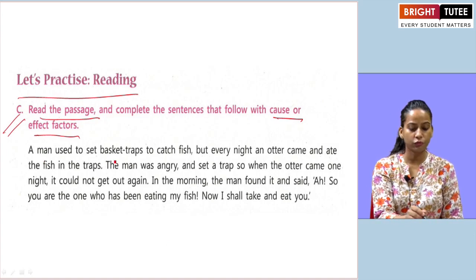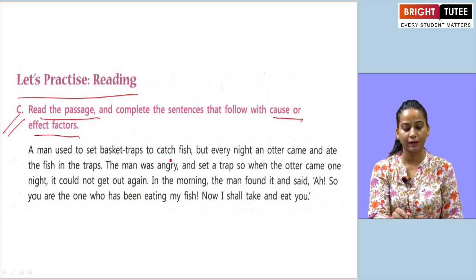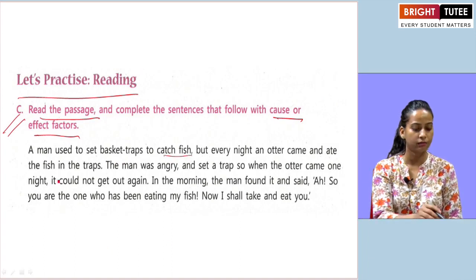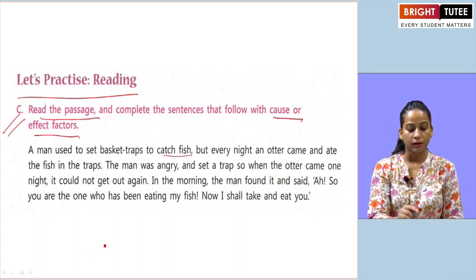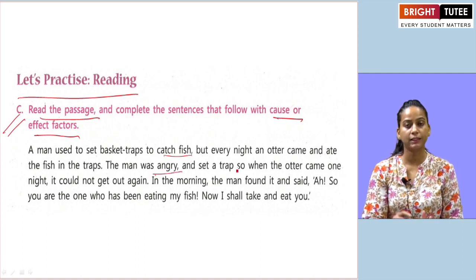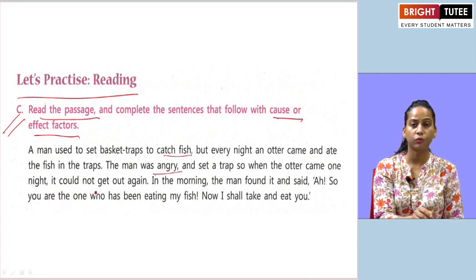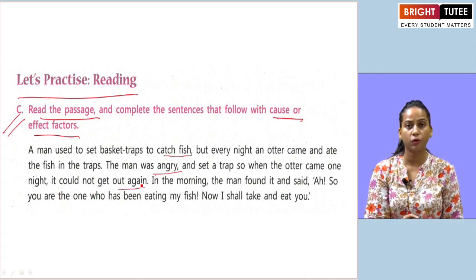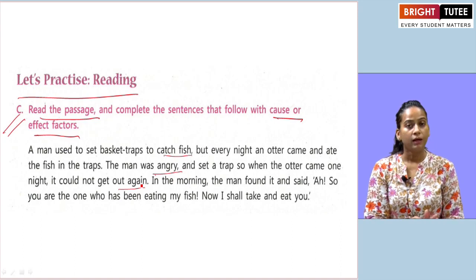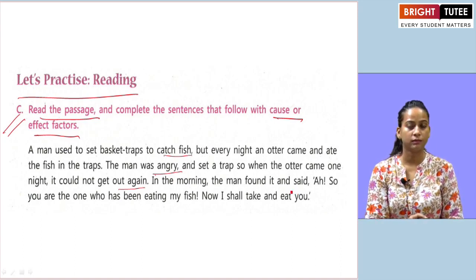A man used to set basket traps to catch fish, but every night an otter came and ate the fish in the traps. The man was angry and set a trap, so when the otter came one night, it could not get out again. In the morning, the man found it and said, "Ah, so you are the one who has been eating my fish. Now, I shall take and eat you."